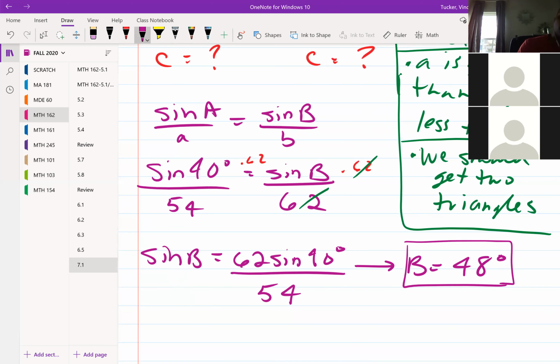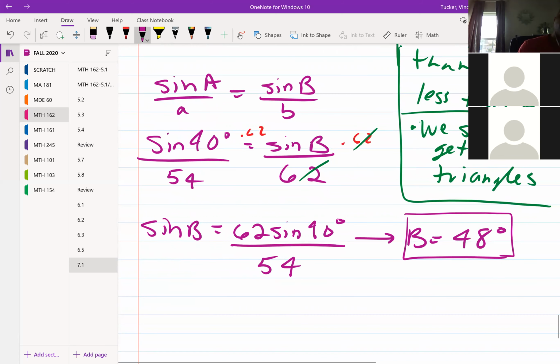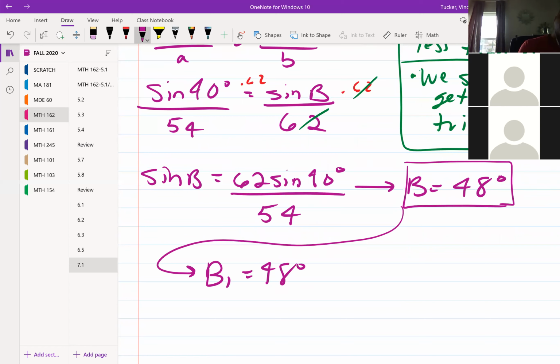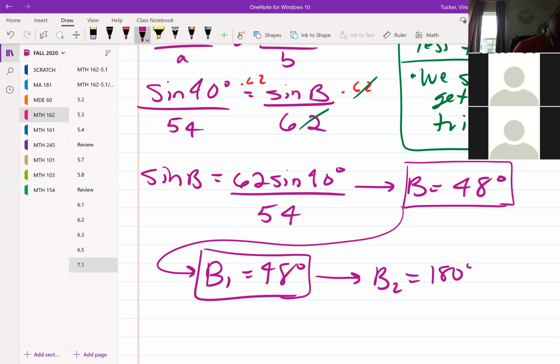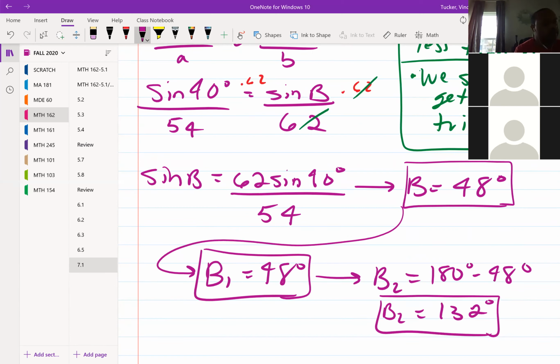All right, so to find the other one, we'll let B1 be that 48 degrees. But if you check your unit circle and the relationships, there's a B2 that fits that same criteria. If we subtract that 48 from 180, that'll be 132. So we have a B1 and a B2. That means we're going to have a second set of information. Our capital A, lowercase a, and lowercase b will all be the same, but then we'll have a capital B1, capital C1, and a lowercase c1 that will be the first triangle. Then capital B2, lowercase c2, and capital C2 that fits that second triangle.